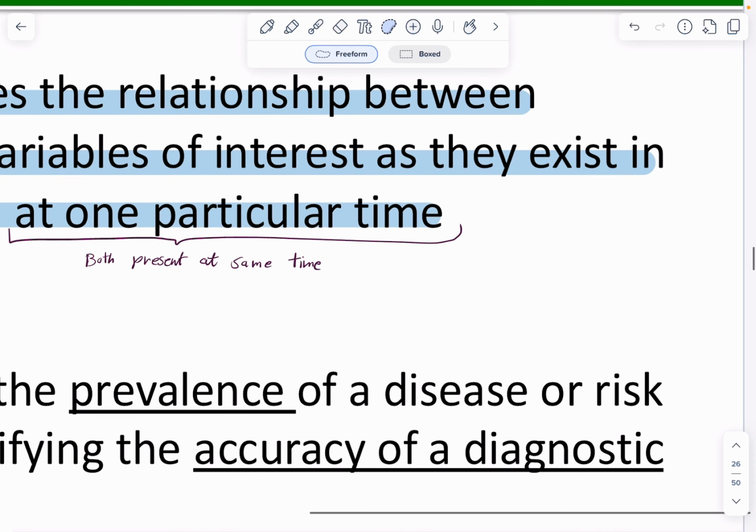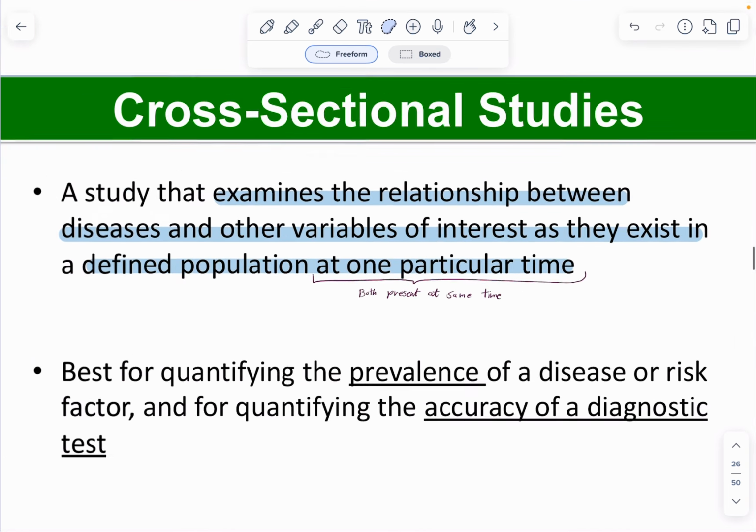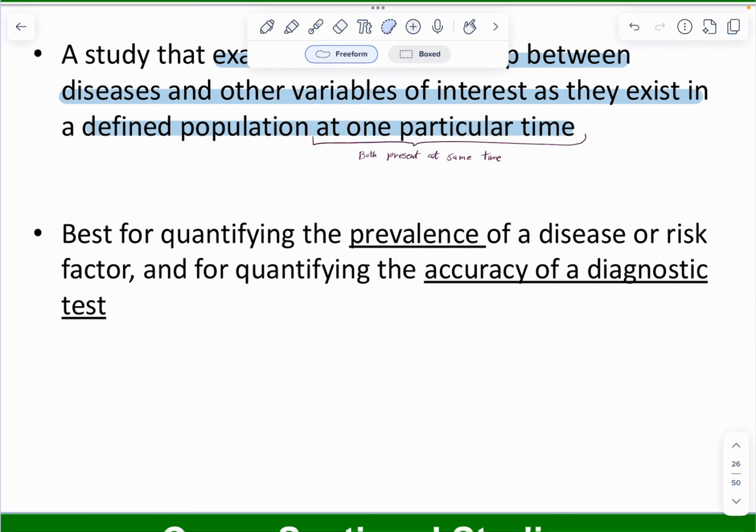Here it is best for quantifying the prevalence of a disease or risk factor, and for quantifying the accuracy of a diagnostic test. Prevalence, how come? Because we can go to any community and just conduct a survey. Most of the time this is in the form of surveys.